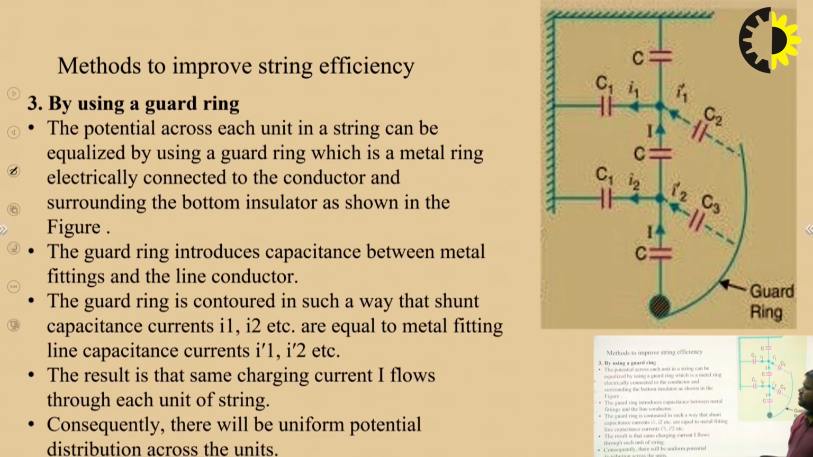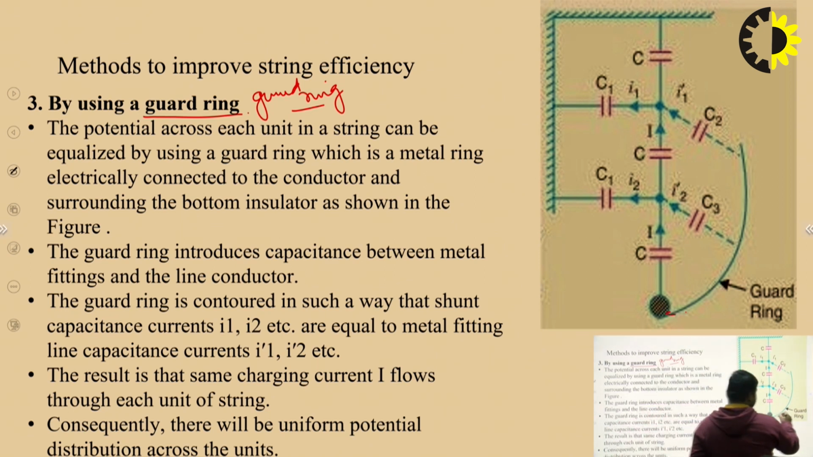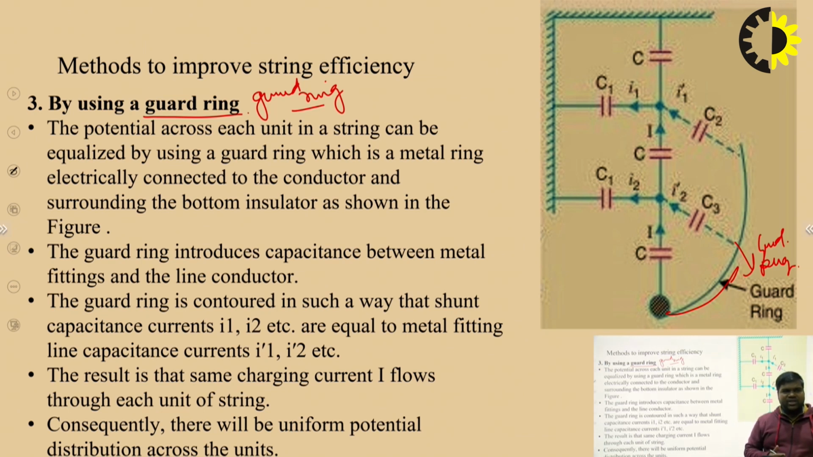And the other one is by using a guard ring. This is a very important consideration, the guard ring. The potential across each unit in a string can be equalized by using a guard ring, which is a metal ring, electrically connected to the conductor and surrounding the bottom insulator as shown in the figure. This is the guard ring.